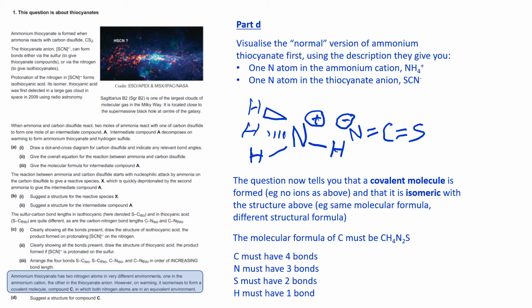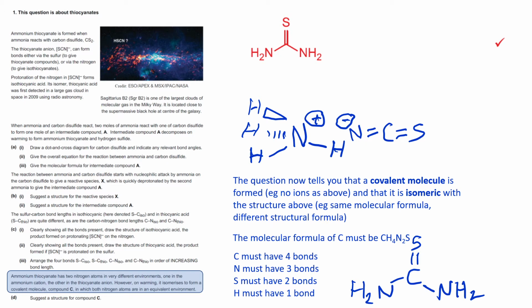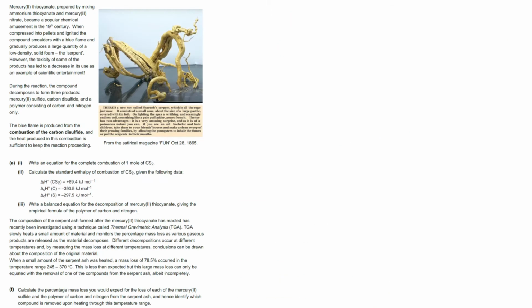When we're constructing it, remember, the carbon must have 4 bonds, nitrogen must have 3, sulfur has 2, and hydrogen has 1. That's our guiding principle all the way through. So that gives us something like this. And if you look at the mark scheme, that's exactly what they have as well. Then it moves on to the next part of the question.